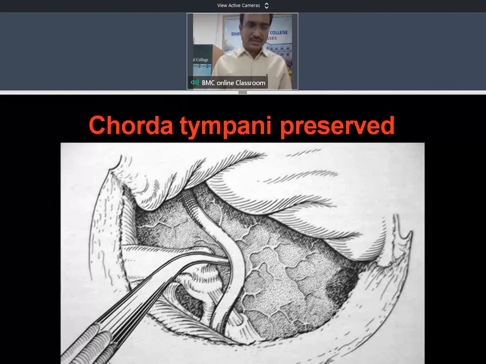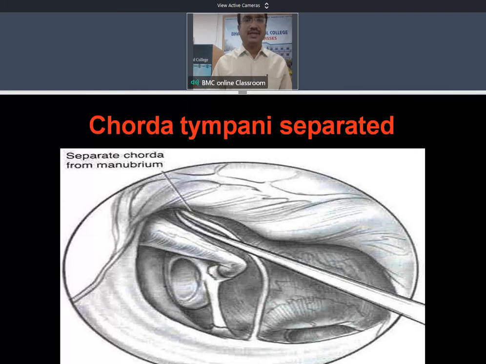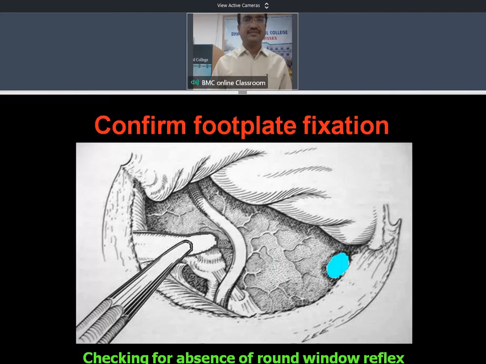So you should separate the chorda tympani. You should not damage the chorda tympani during the surgical treatment of the stapedectomy. So this is separation of the chorda tympani. Then you need to check each ossicle separately, whether they are mobile or immobile.